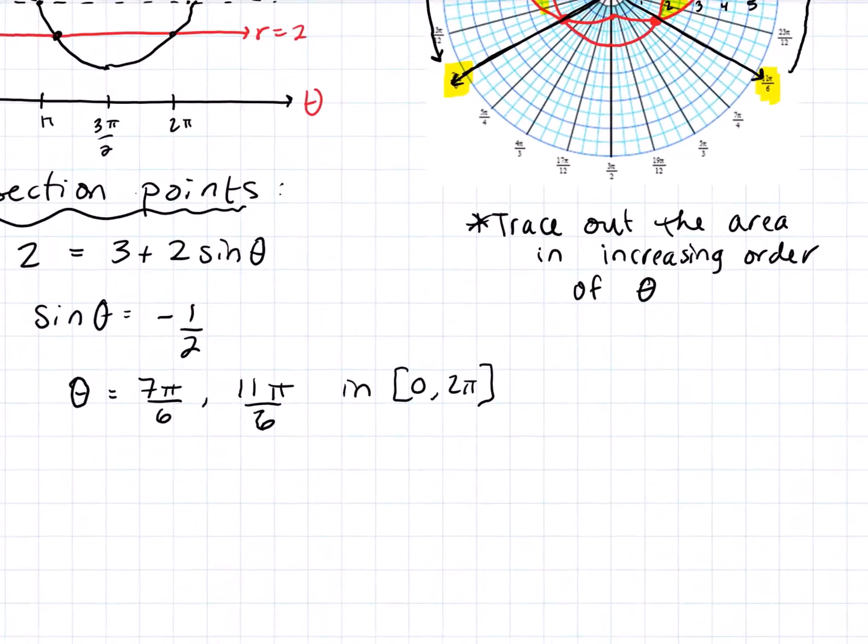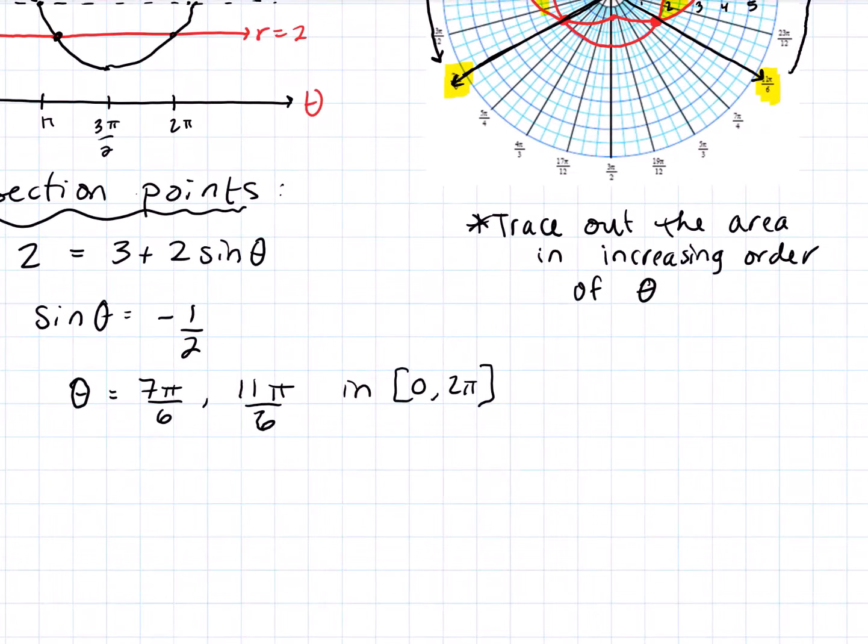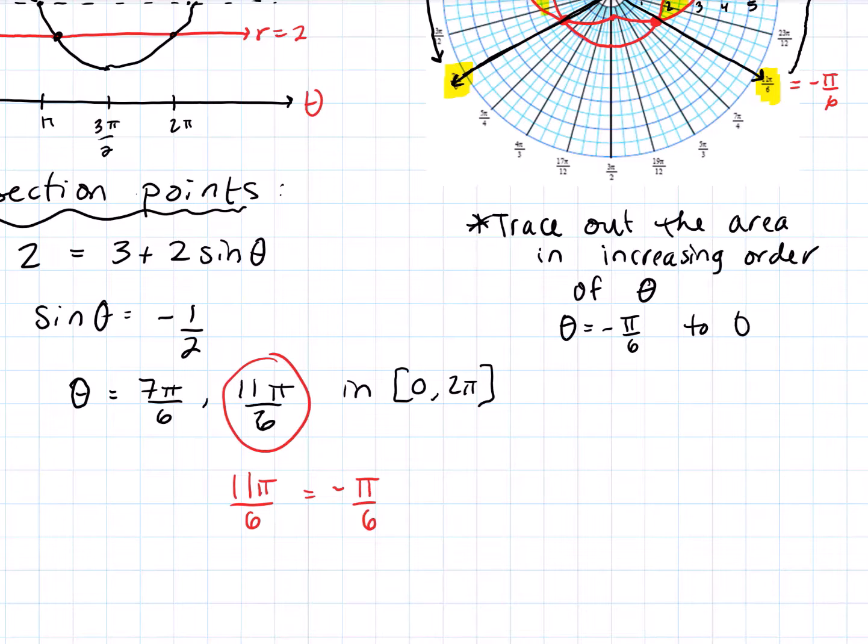So what we have to do is think for a second about the fact that 11 pi over 6 has an infinite number of other representations. And so we could say, well, that's the same as negative pi over 6. 11 pi over 6 is equivalent to negative pi over 6. And so what we could do is say we should go from theta equals negative pi over 6 to theta equals 7 pi over 6.